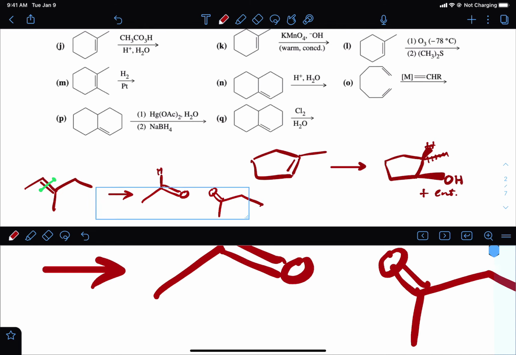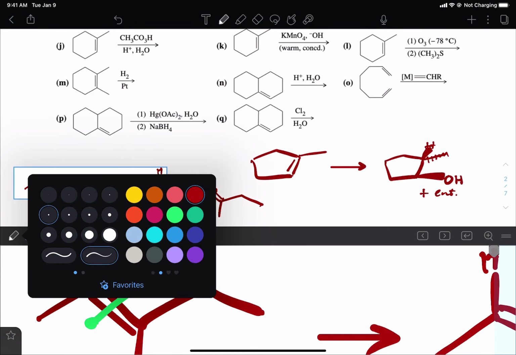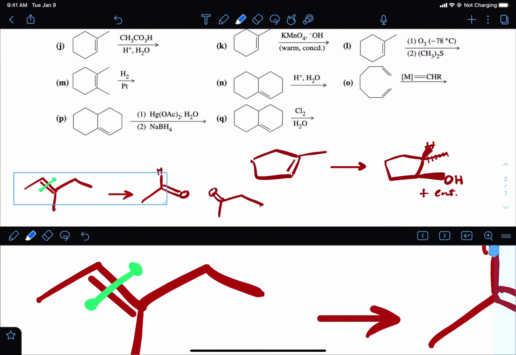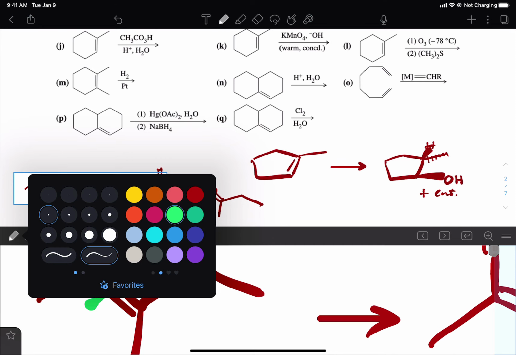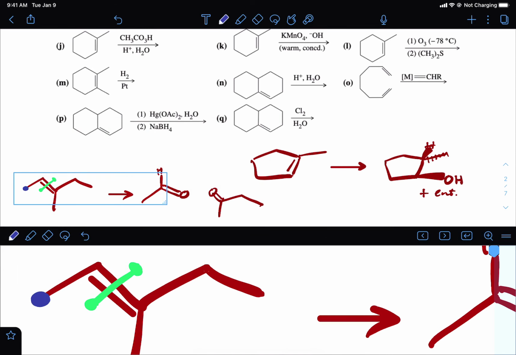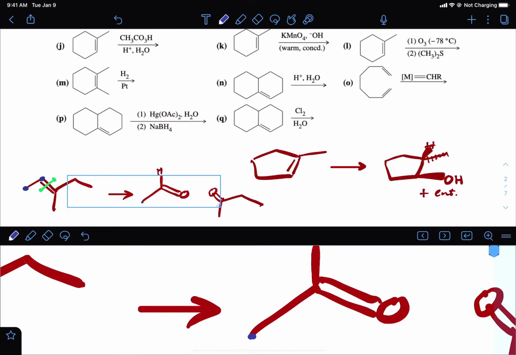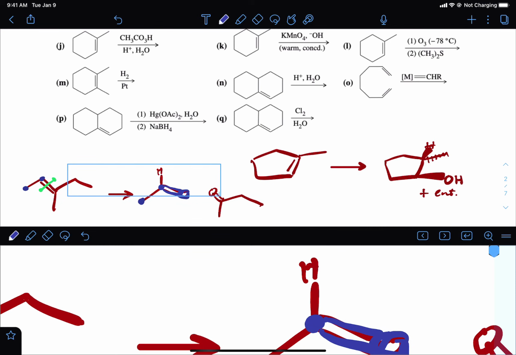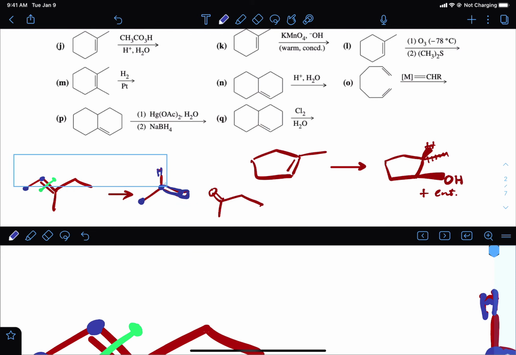Okay, so over here, I'll use blue. We've got the two blue carbons, which end up here, where the carbon that was involved with the double bond ends up with the double bond O. This H was here to begin with. It was there in the first place, right there.